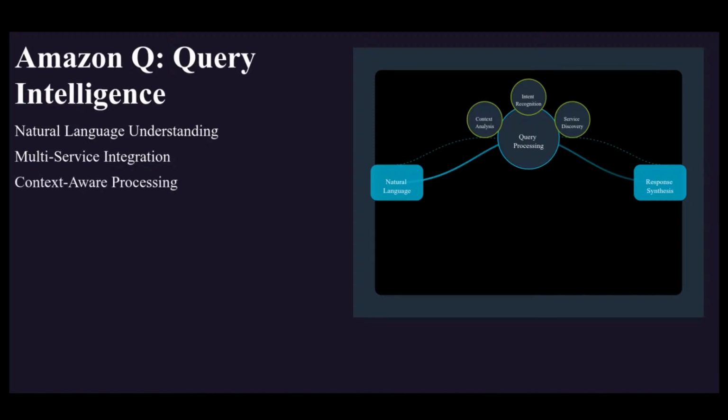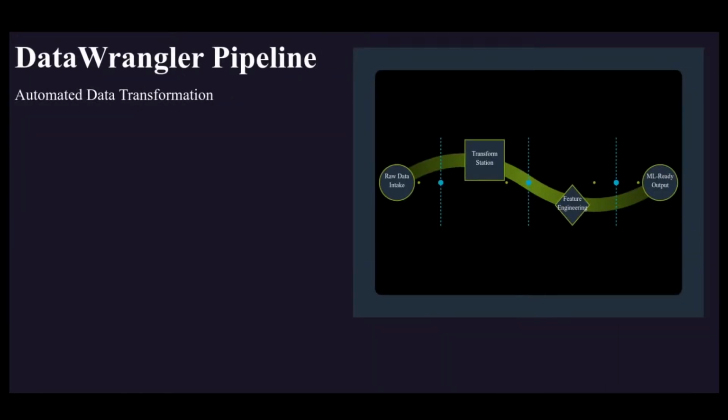In terms of context aware processing, this is another key component. So it knows the problem you're working on when you're working on it, and it has the ability to do response synthesis. So what this means is that you have the ability to take multiple inputs and come up with a conclusion. And in terms of Data Wrangler pipeline, this is an automated data transformation service.